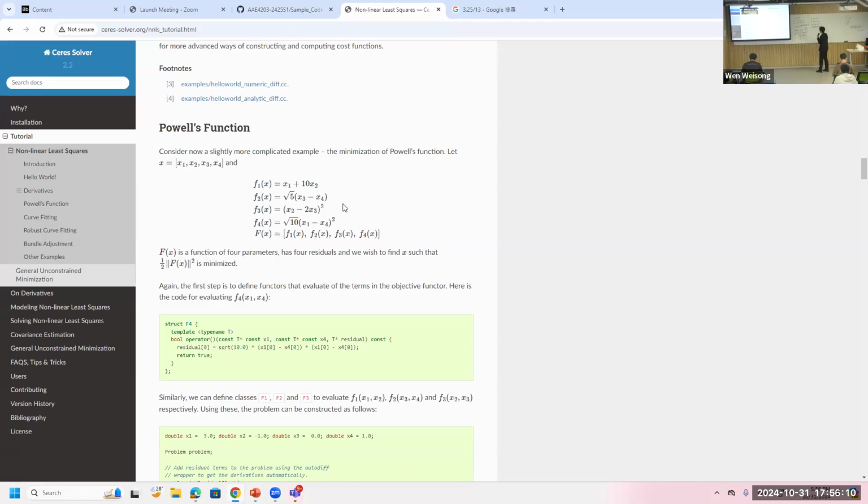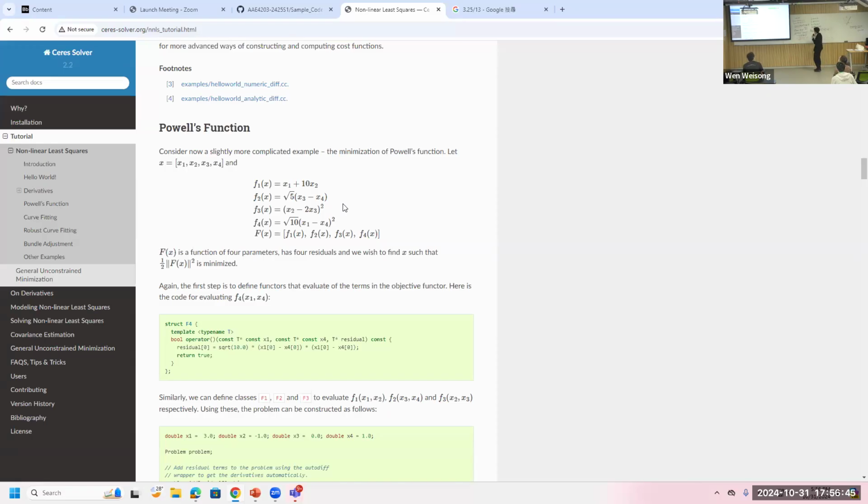Generally, to solve these equations, the problem is to find the x1 star, x2 star, x3 star and x4 star, where star means the optimal values, that minimize the sum of the squares: the square of f1 plus the square of f2 plus the square of f3.